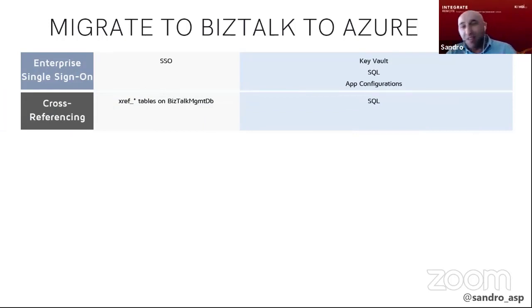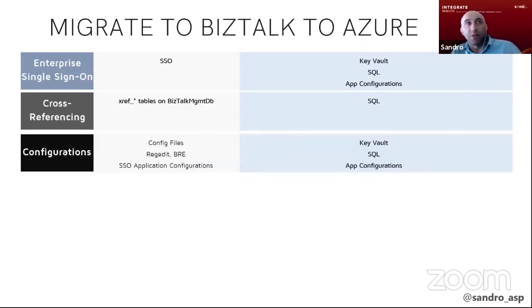Cross-referencing. This is a feature that people don't use too much in BizTalk. Some of them never heard about it. But we actually have this cross-referencing database in BizTalk where you can say that product ID 1 in system A is ID X in system B. The closest we can do is have a custom SQL database in Azure for this kind of cross-reference database.